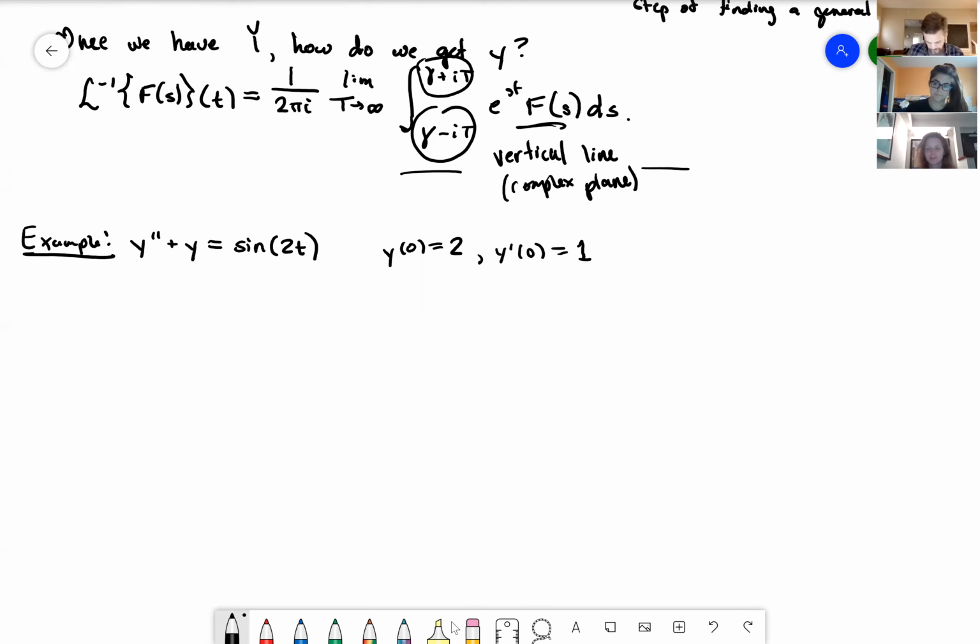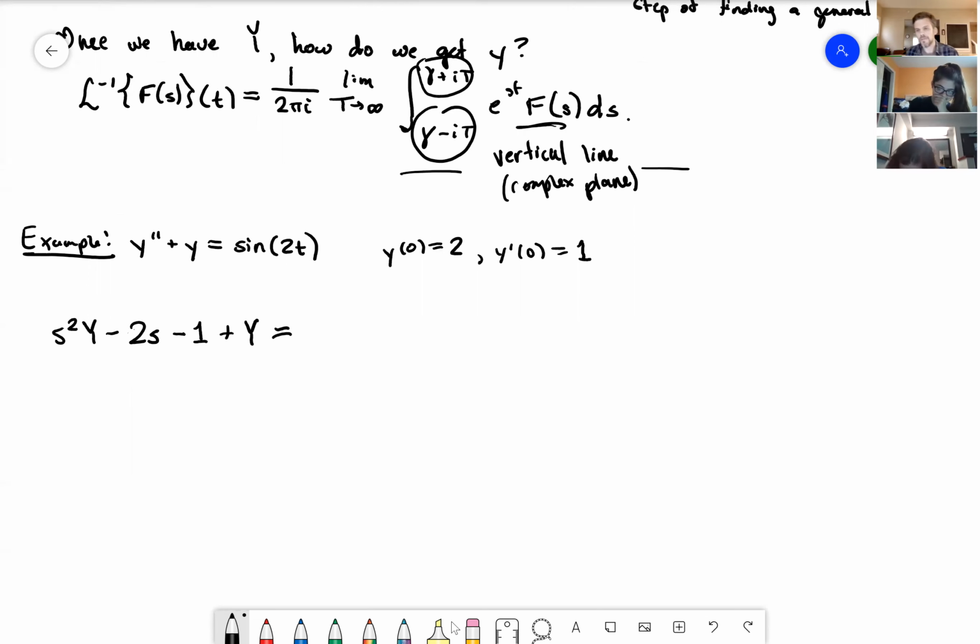And so what do we do? Well, taking the Laplace transform of both sides, on the left-hand side I will get s squared capital Y minus s times y of 0, which is 2, minus y prime of 0, which is 1. s times 2, I should write that as 2s. Okay, and then plus Y.